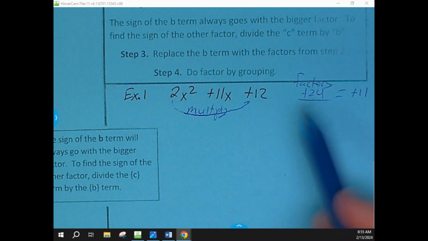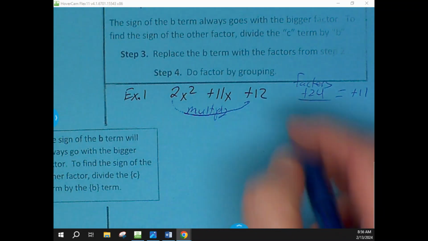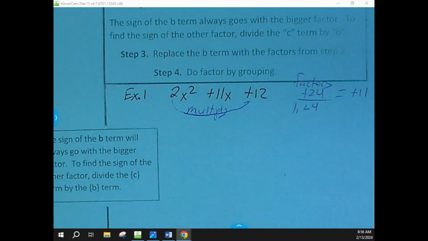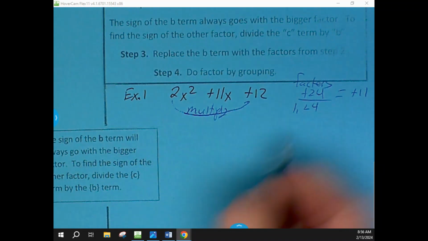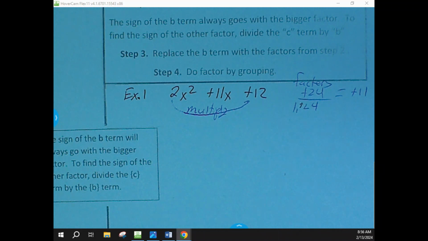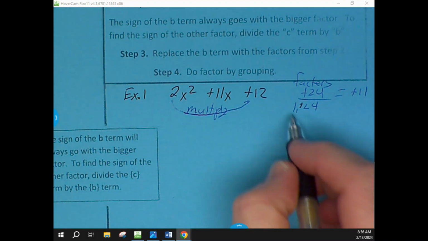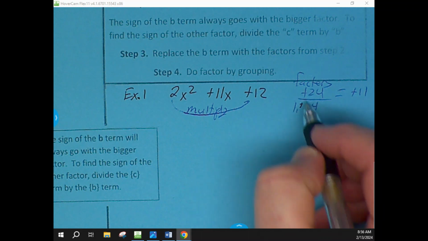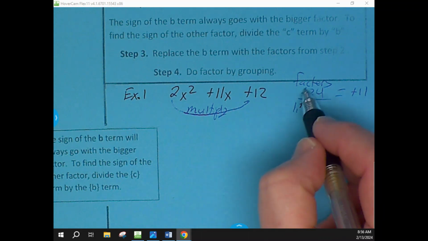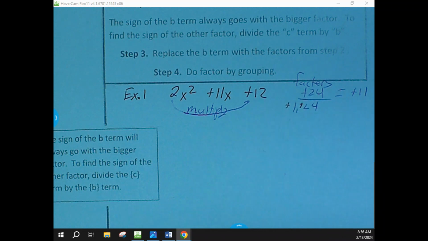So if we're doing the factors of 24, it starts off kind of easy. You know, it's 1 times 24. And whatever this sign is with the b term, the bigger number will always have that exact same sign. And you may be like, well, they're all positive. Okay, if they're all positive, it doesn't matter because everything's going to be positive. It's when we get the negatives involved that we have to check that one. And then to get the sign of the other factor, you just divide these 2 numbers. If it's a positive divided by positive, well, that means the other one would also be positive.